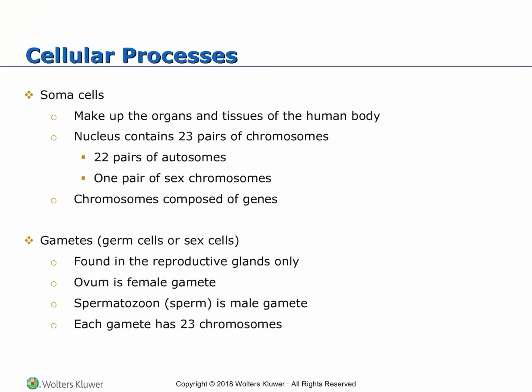Chromosomes are composed of genes, and these genes and chromosomes are what control our hereditary traits. Then we have our gametes, or our germ cells or sex cells. These are only found in the reproductive glands, so the ovaries or the testes. In the female, the gamete is called an ovum. In the male, the gamete is called spermatozoon or sperm. Each of these gametes has 23 chromosomes.